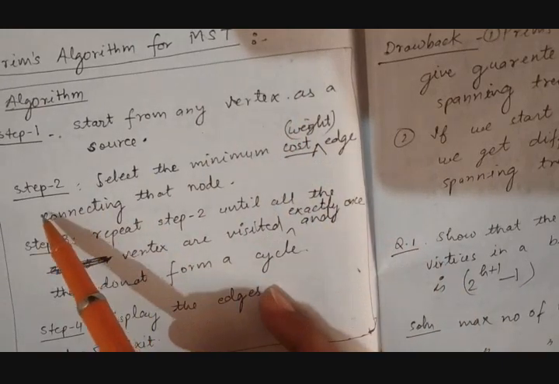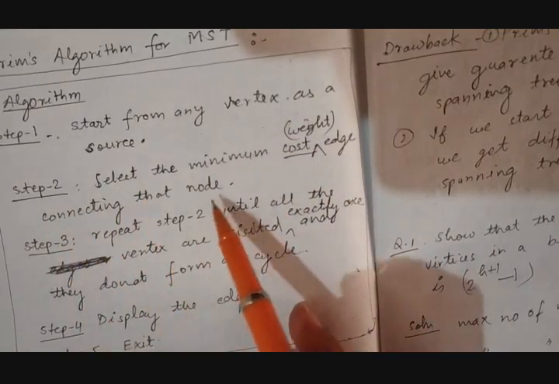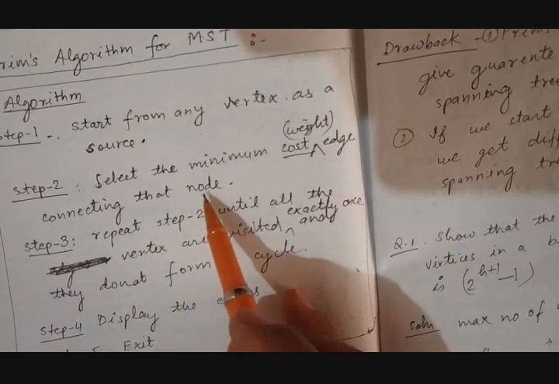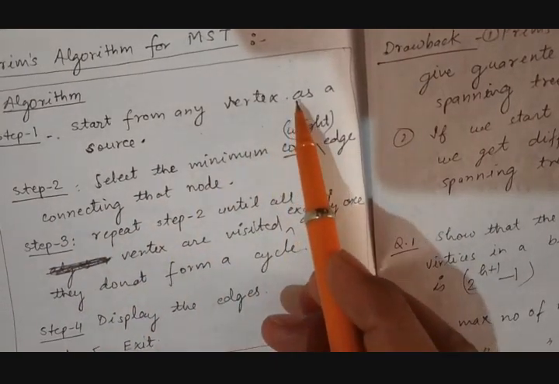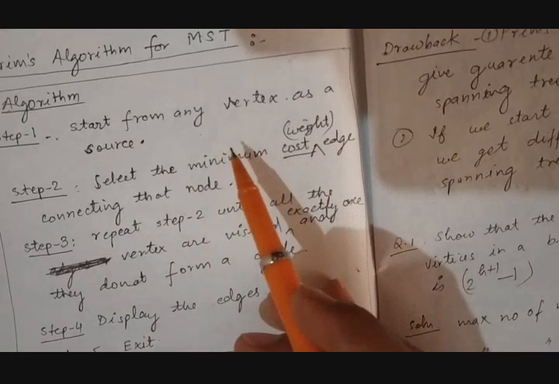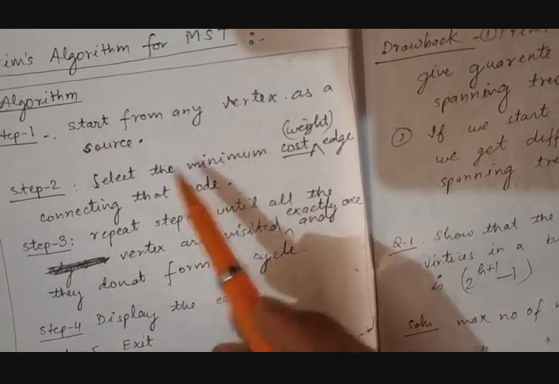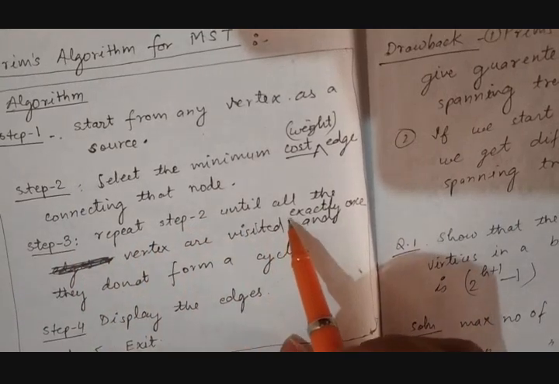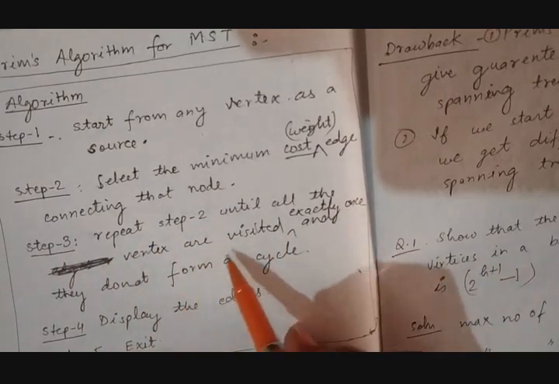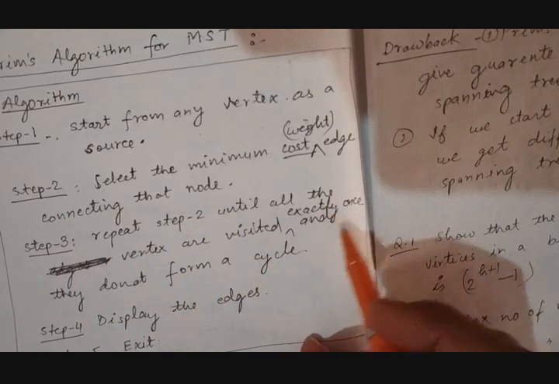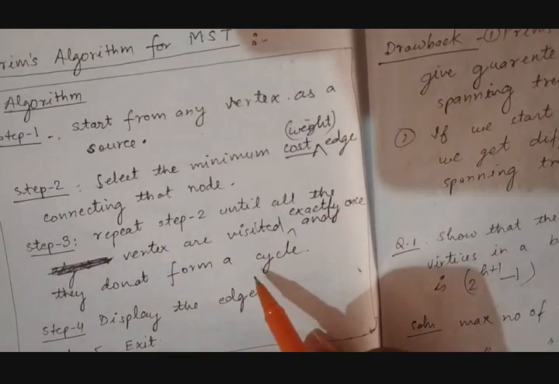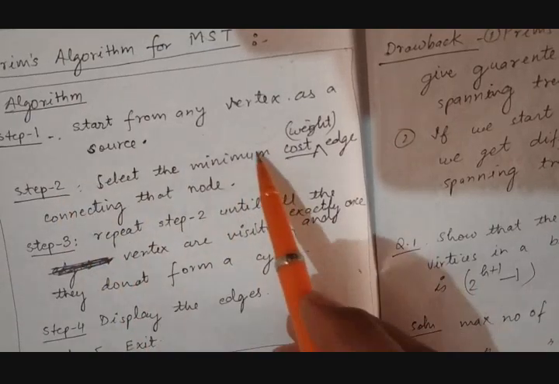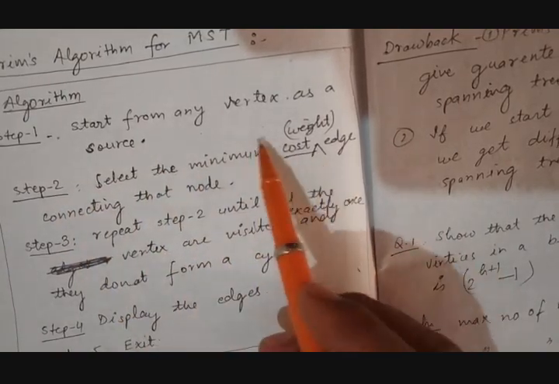Now the second step is to select the minimum cost or weight edge connecting that node. So you will start from the starting vertex, the source vertex, and pick the edge which has the minimum weight. Now step 3: repeat step 2 until all the vertices are visited exactly once and they do not form a cycle. So this step 2 will be kept inside a loop.